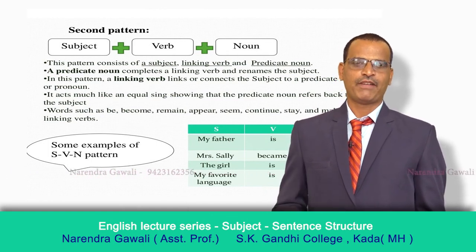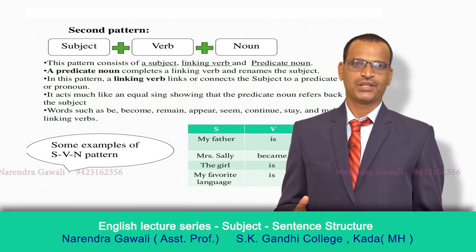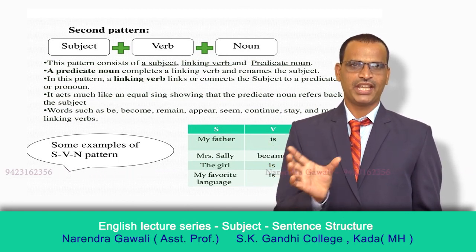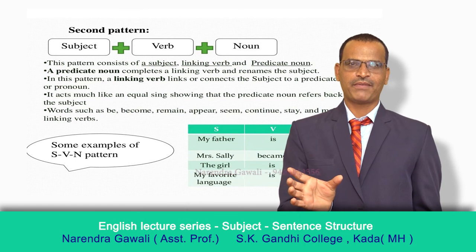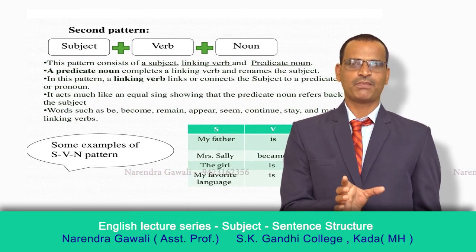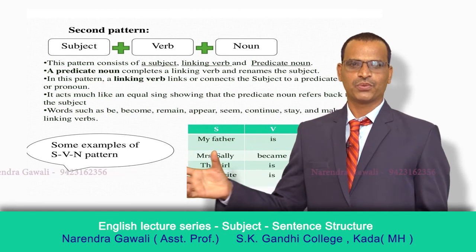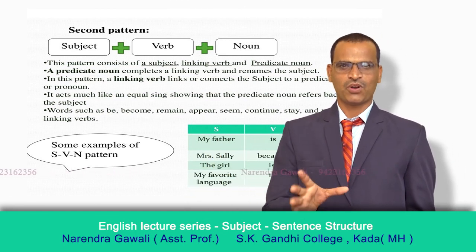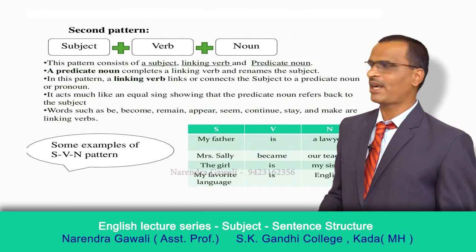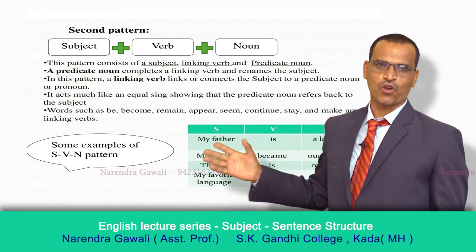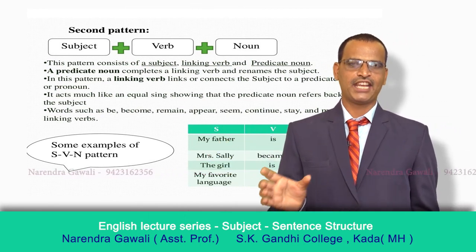Another example: my favorite language is English. What is my favorite language? English. So my favorite language is the subject, is is the verb, English is the noun. My favorite song is so and so. Take any example. You got the point. This is the second and very simple pattern, the subject verb noun pattern. We call it the SVN pattern.